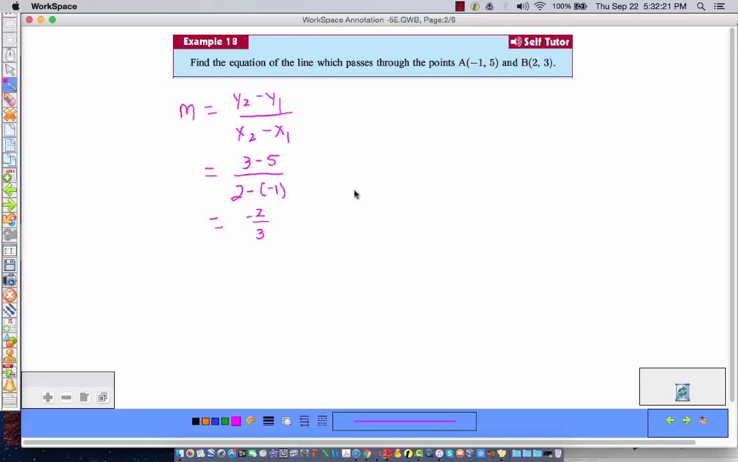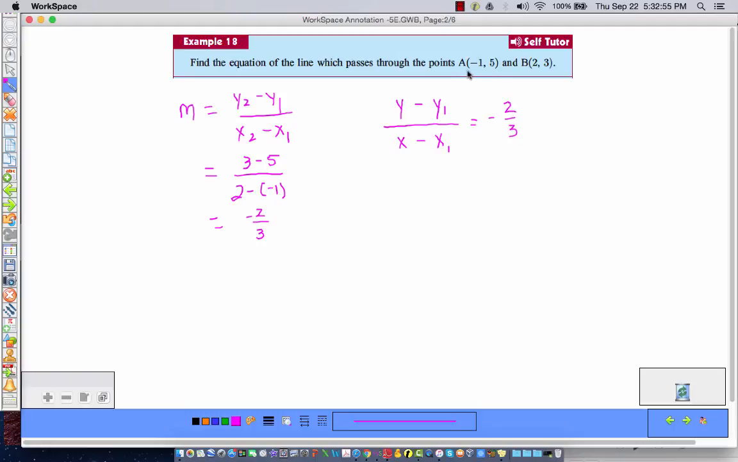Okay? And now we can use the same formula for slope. We can just drop the 2's and the 1's. We used the 2's and the 1's because we had two different ordered pairs to deal with. But now that we know what the slope is, that's true for any point on the line. So I can say y minus y1 over x minus x1 needs to be equal to negative 2/3.